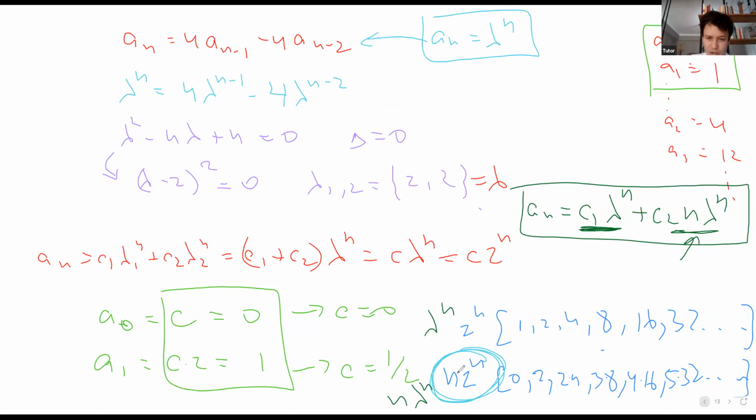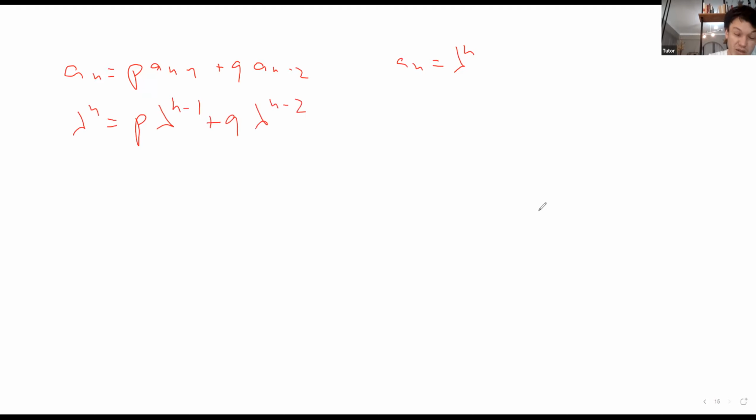So why is n 2 to the n a good sequence? Why is n lambda to the n a good sequence? Well, let's prove it more generally. So more generally, let's say that an was equal to p an minus 1 plus q an minus 2, right? Then I can plug in an equal to lambda to the n. So I'm going to get lambda to the n is equal to p lambda to the n minus 1 plus q lambda to the n minus 2.